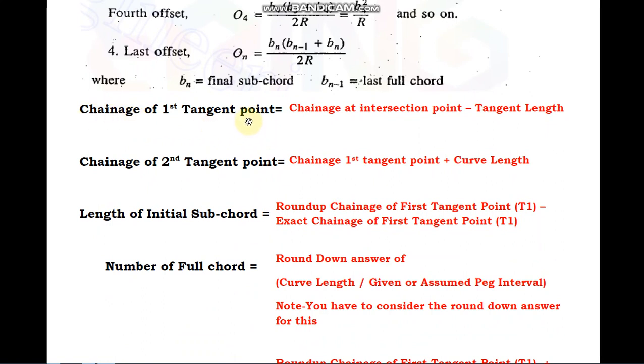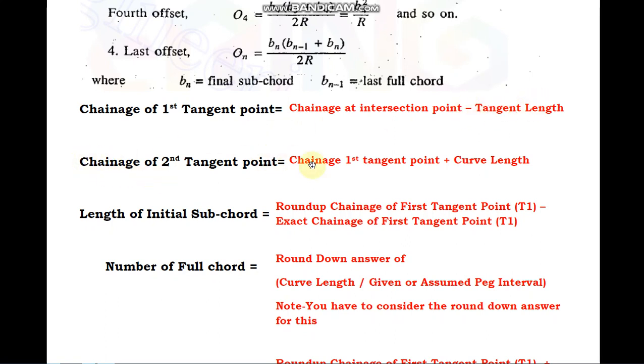Chainage of first tangent point is equal to chainage at intersection point, where the intersection point is the B point, minus tangent length. In the numerical they always mention the chainage at intersection point. So chainage at B minus tangent length. The formula for tangent length is R tan theta by 2. Sorry, r tan theta by 2. That is the formula for tangent length.